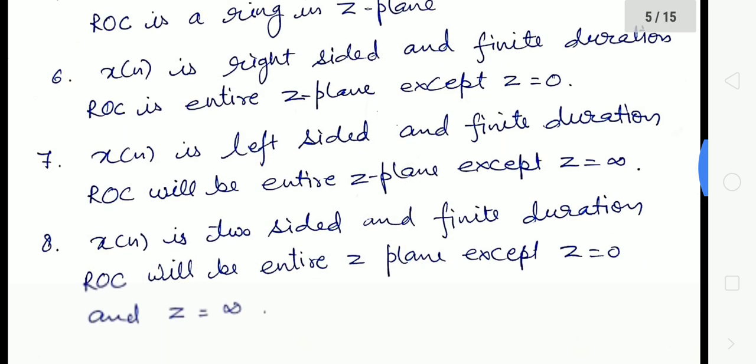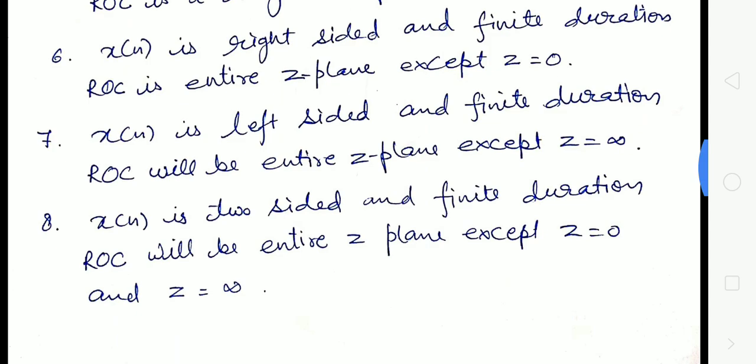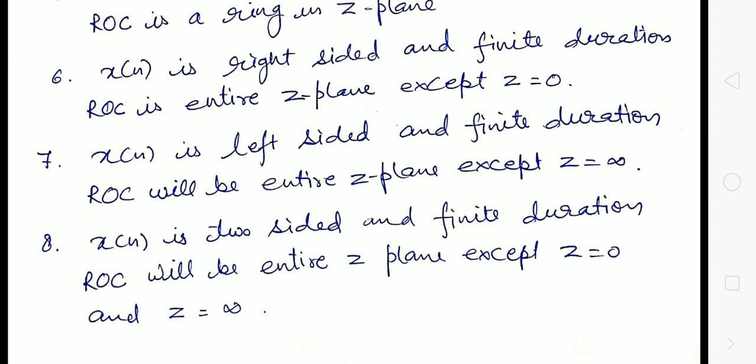Now afterwards we will see these three properties. If x(n) is right sided and finite in duration, then ROC is the entire z plane except z is equal to 0. If x(n) is left sided and finite in duration, ROC will be the entire Z plane except z is equal to infinity. And if it is two sided and finite in duration, then ROC will be the entire Z plane except z is equal to 0 and z is equal to infinity.